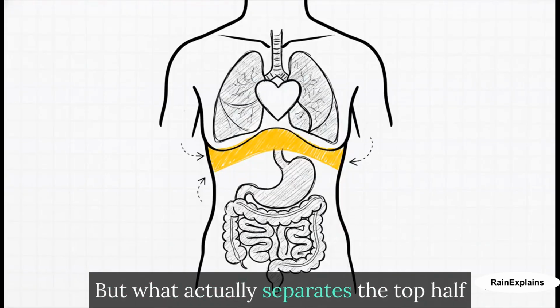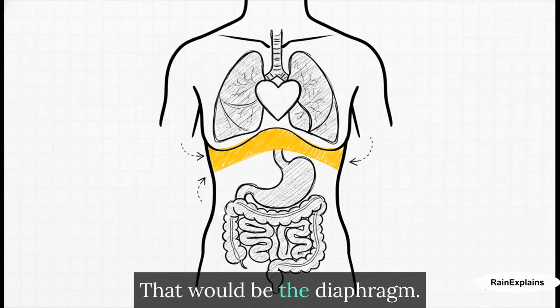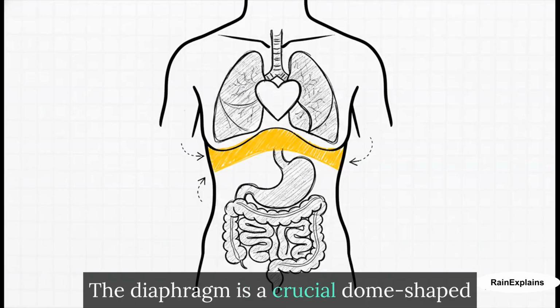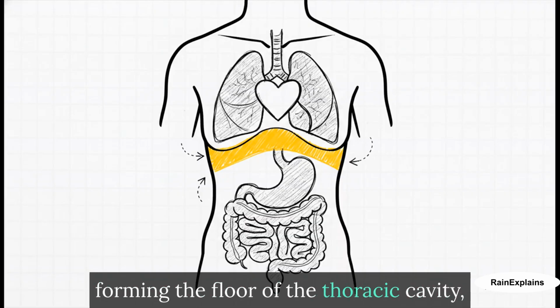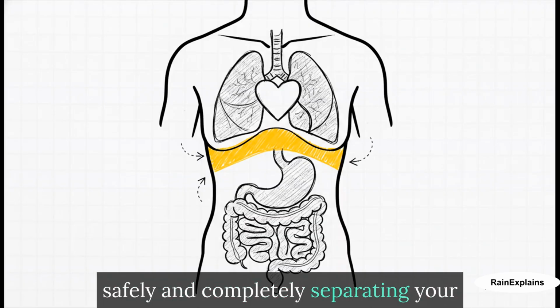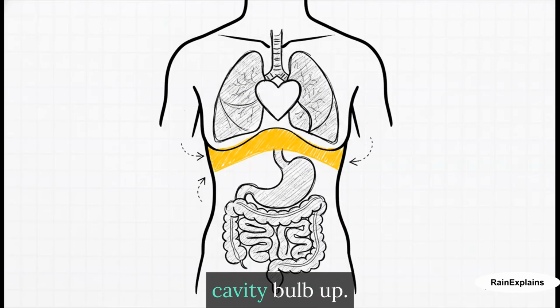But what actually separates the top half of that ventral cavity from the bottom half? That would be the diaphragm. The diaphragm is a crucial, dome-shaped respiratory muscle. It acts just like a physical border wall, forming the floor of the thoracic cavity, safely and completely separating your heart and lungs above from the entire digestive system in your abdominopelvic cavity below.